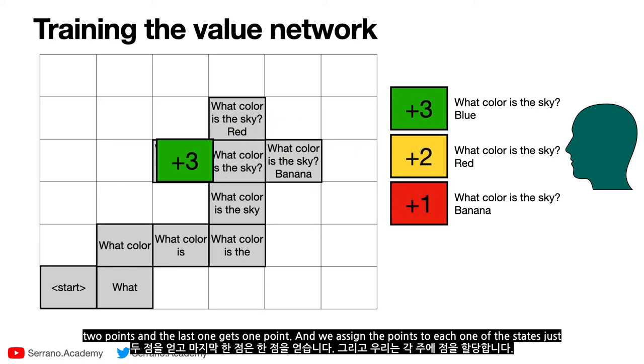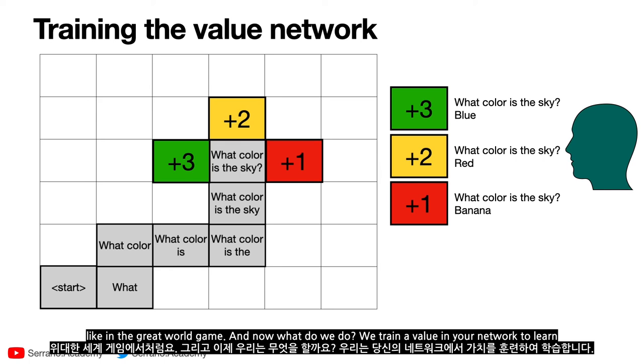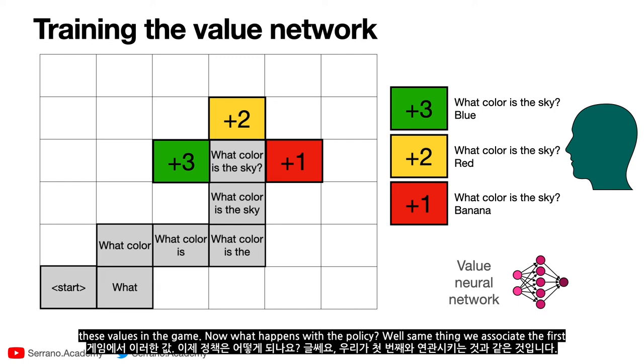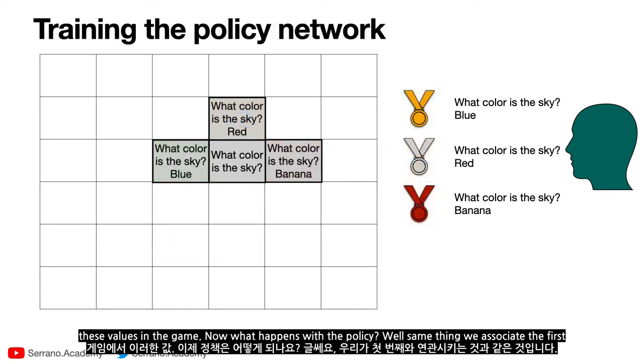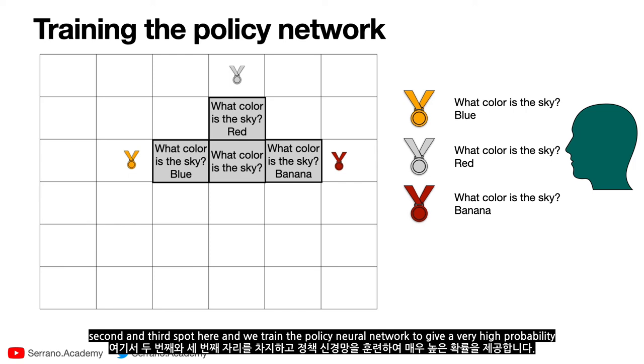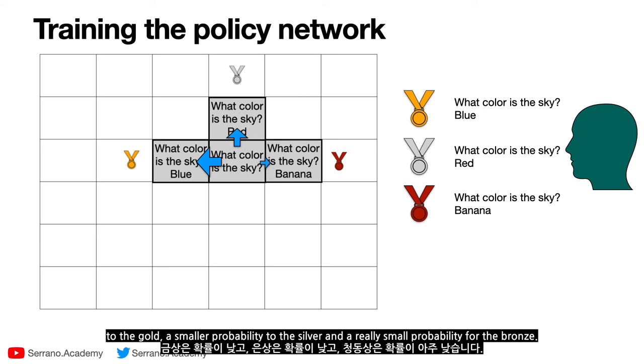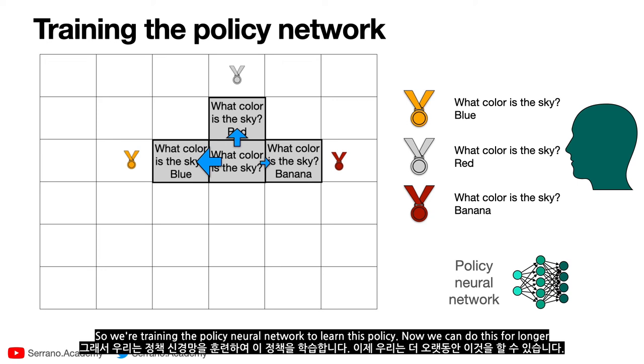And we assign the points to each one of the states, just like in the Grid World game. And now what do we do? We train a value neural network to learn these values in the game. Now, what happens with the policy? Well, same thing. We associate the first, second, and third spot here, and we train the policy neural network to give a very high probability to the gold, a smaller probability to the silver, and a really small probability for the bronze. So, we're training the policy neural network to learn this policy.